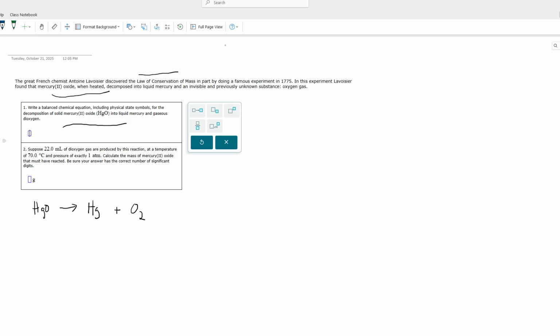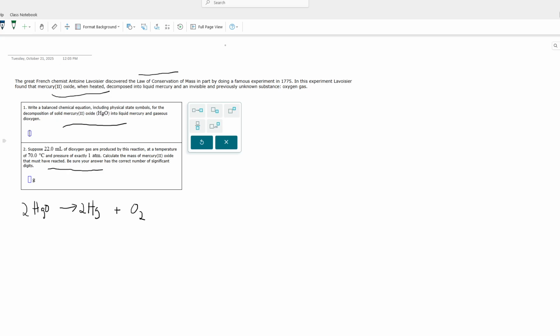Okay, I can envision a question like this being on our test, and then it gives us some volume, a temperature, a pressure. So I can imagine I'm going to have to use the ideal gas law to solve this particular problem. Okay, so let's go ahead and write that balanced equation. This should be easy. I think if we put a 2 there, that balances the oxygens, and putting a 2 there gives us a balanced equation.